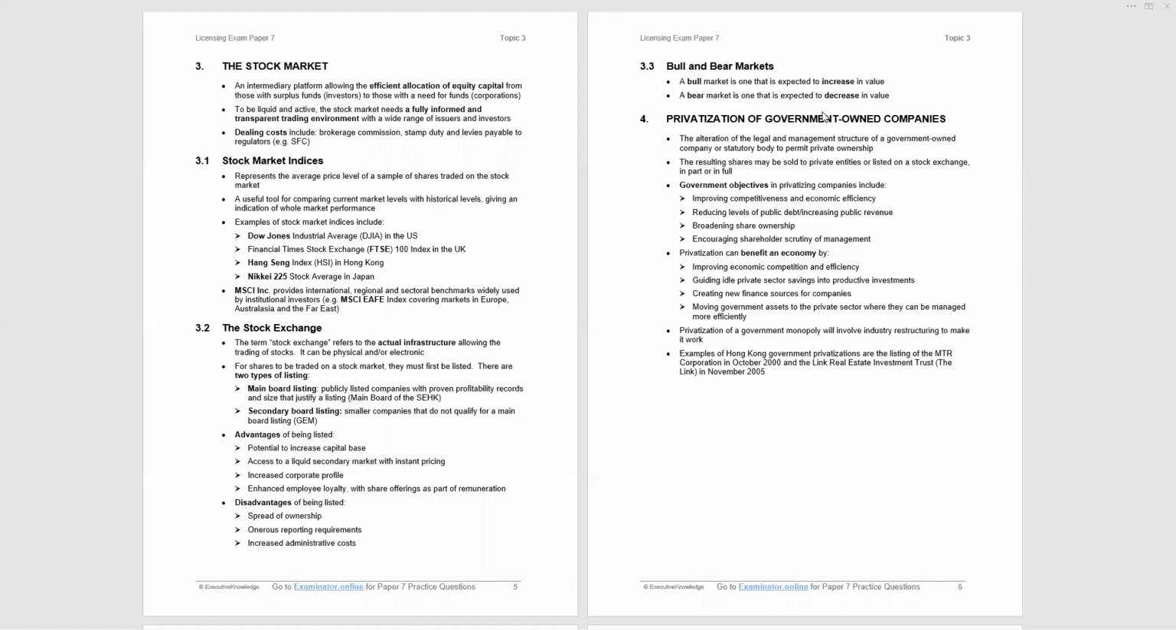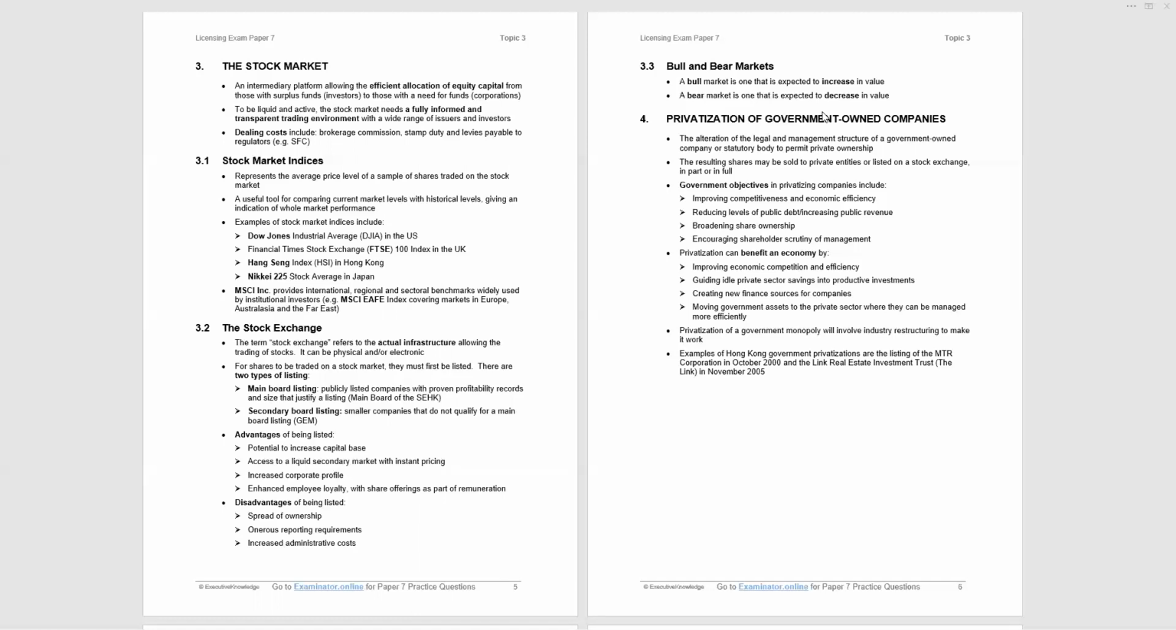Disadvantages of being listed: spread of ownership. So maybe the ownership was fairly tight before the listing, but then you've got to have at least 300 public retail market owners being introduced. So ownership spreads, that could be seen as a disadvantage. The onerous reporting requirements of the stock market and increased administrative costs are also considered disadvantages.